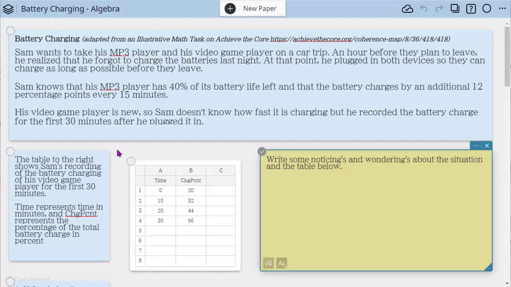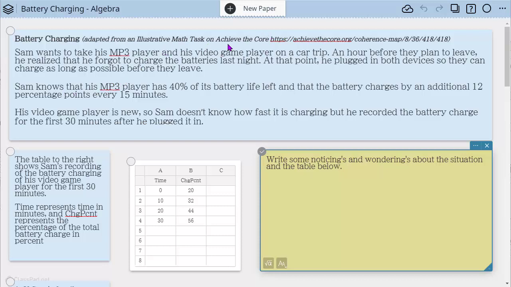Hi there. Today I'm going to show you the way that you can use Classpad.net to help students visually show their thinking. There's lots of ways because of its ability to do multiple representations. So this is a problem adapted from the illustrative math task.